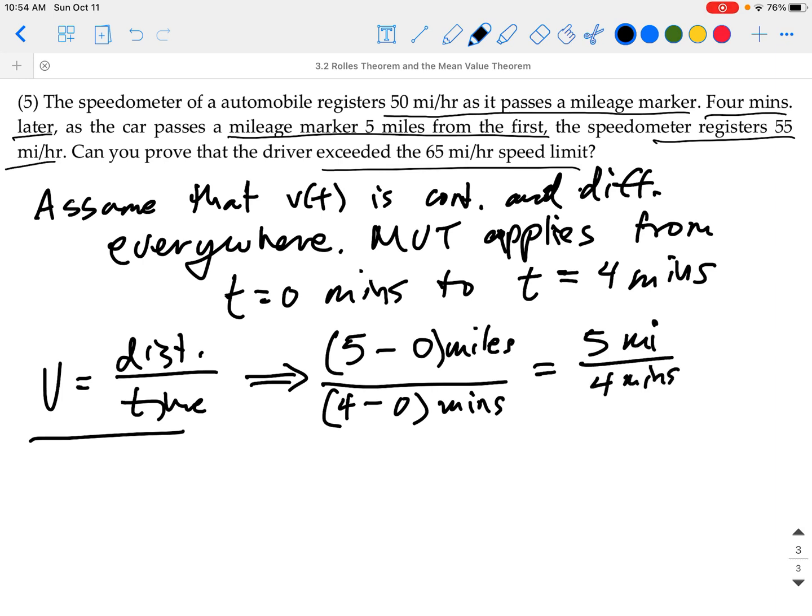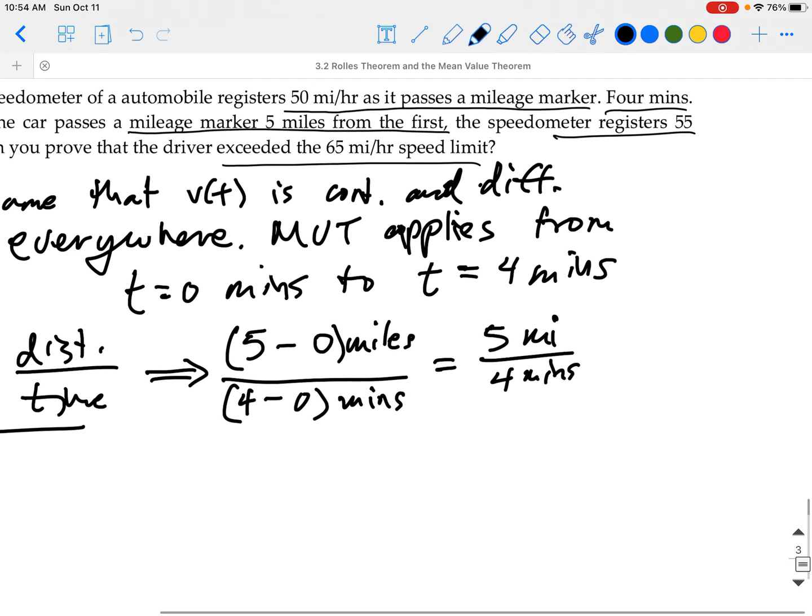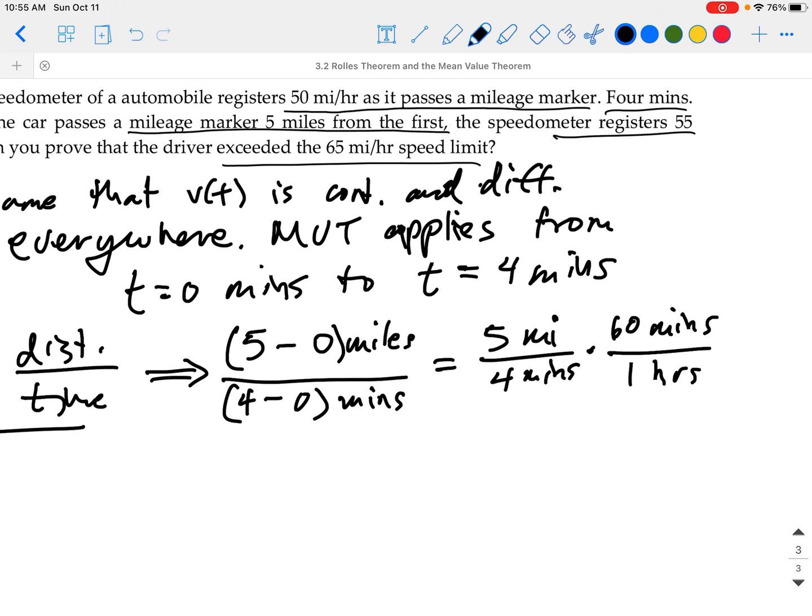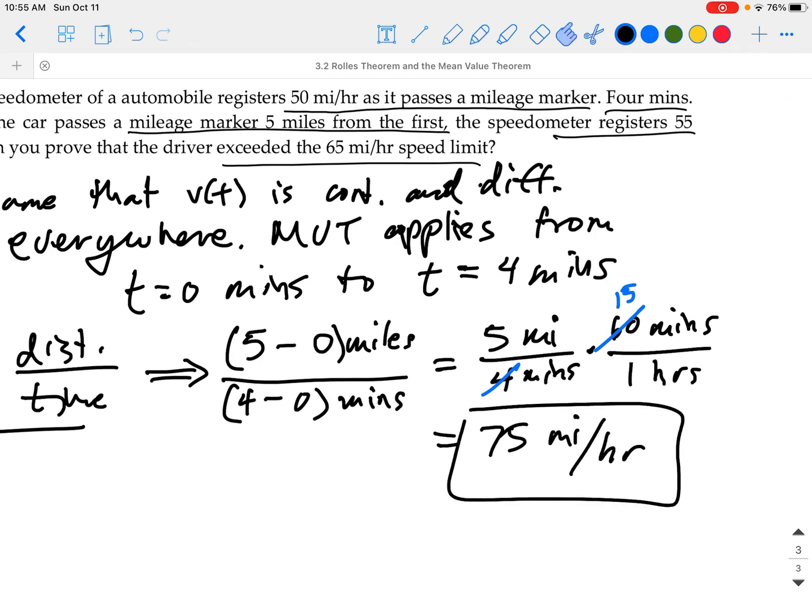Okay, so that means that our average was 5 miles over 4 minutes, but we need to convert to miles per hour, obviously. So we can just multiply 60 minutes times 1 hour. So 4 will divide evenly into 60 as 15. And what we end up with is 75 miles per hour.